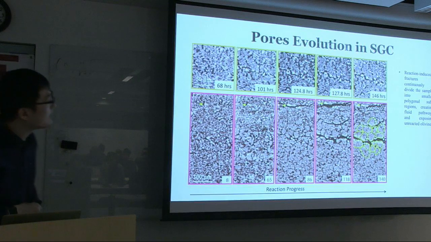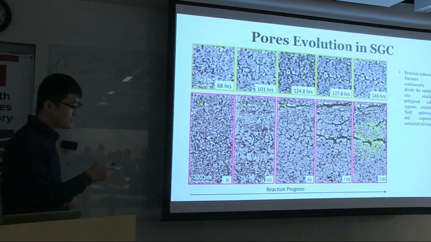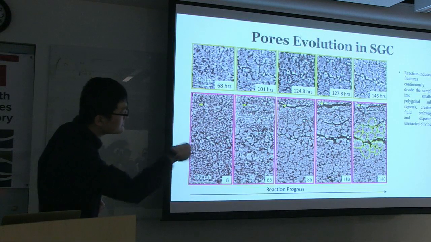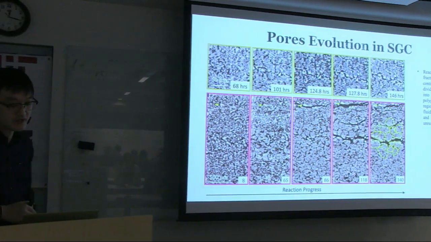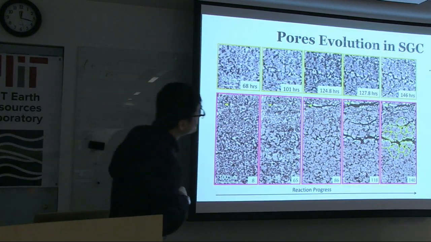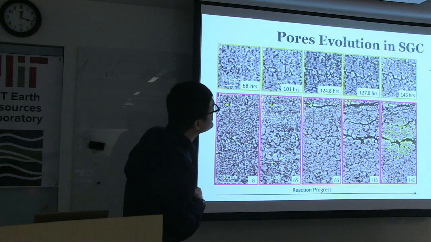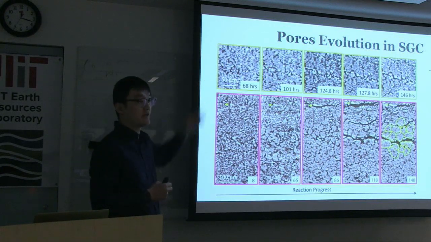So basically, with the development of the reaction-induced fracture, the sample is divided into these smaller polygonal subregions, exposing new reaction surface for further reaction. Do you get one of the fractures closing at 140 hours at the top there? Well, it's less likely. It might be slightly off from the plane of other slides.